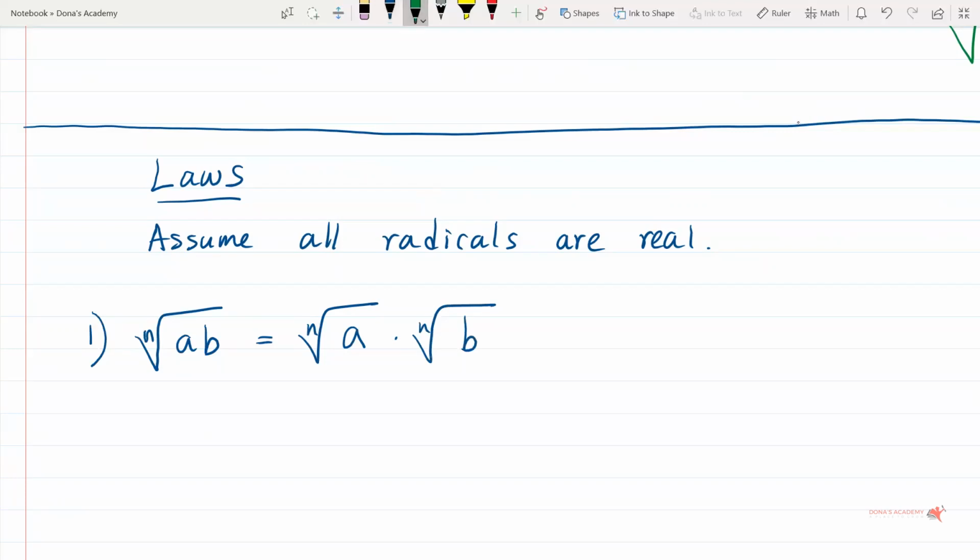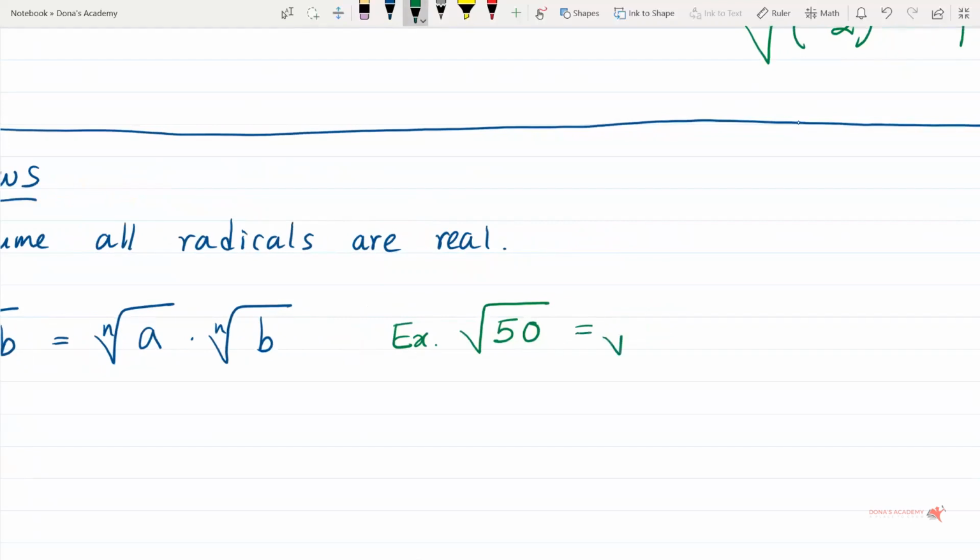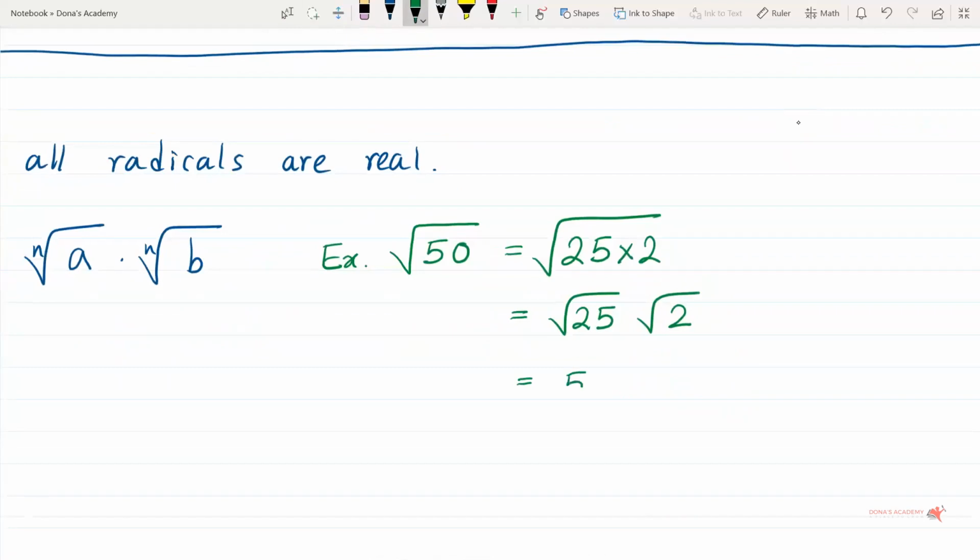Okay, example, if you had to find square root of 50, then you can rewrite this as square root of 25 times 2. And according to this law, we can split it into this. Now, what is square root of 25? It is 5, right? It is not plus or minus 5. It is 5. And square root of 2. This is the final answer. So we can simplify a value using this law.